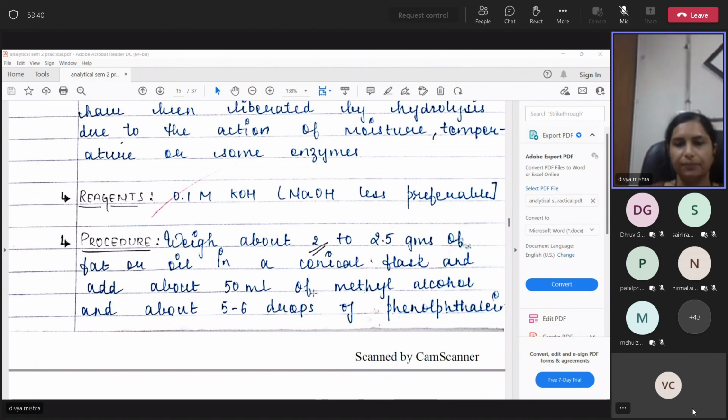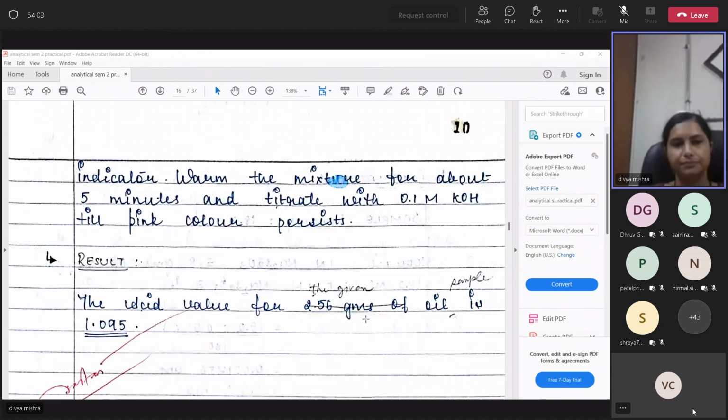to facilitate the titration, because this is fat. This is a different medium in comparison to KOH, which is another different medium, another different phase. That is why we are using alcohol to facilitate this titration reaction. We will use 5 to 6 drops of phenolphthalein indicator, then warm the mixture for about 5 minutes, and then titrate it with 0.1 molar KOH.